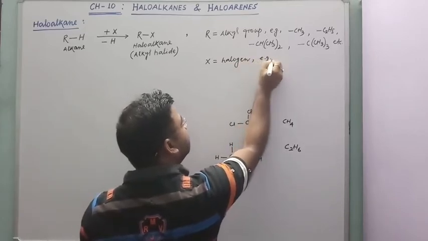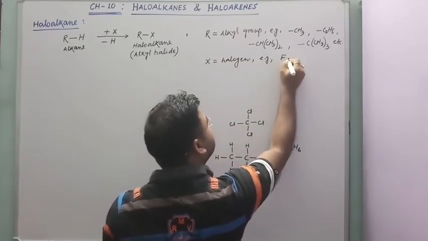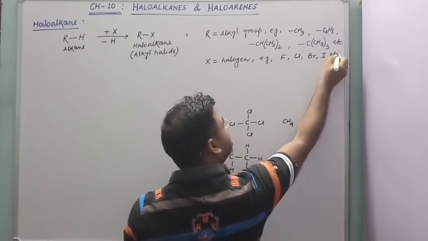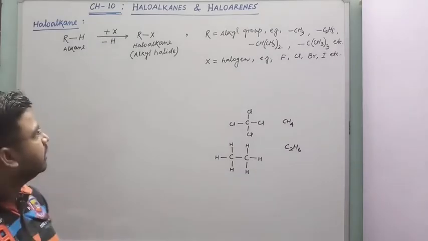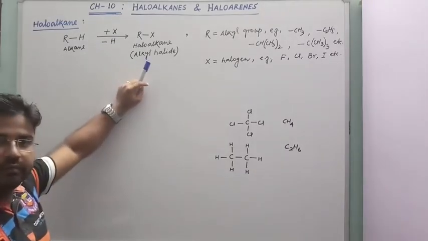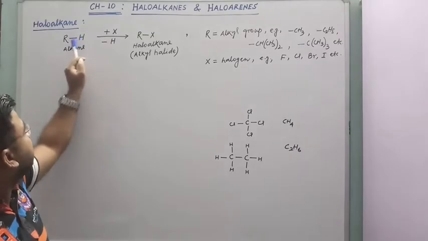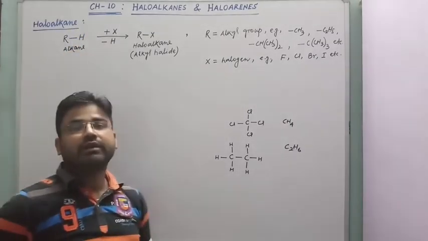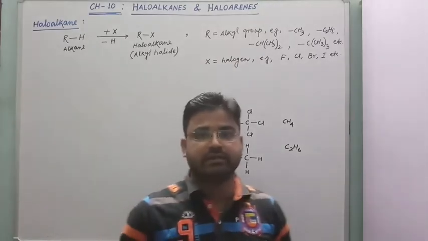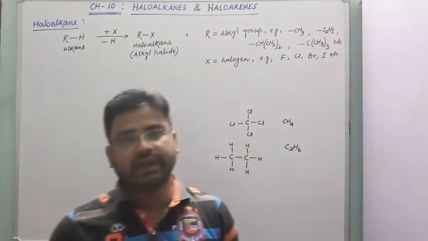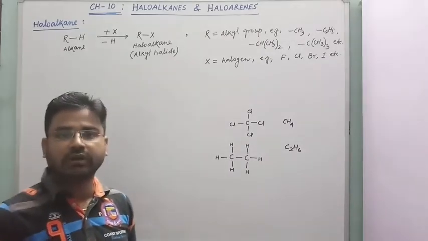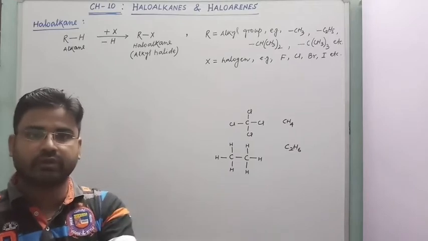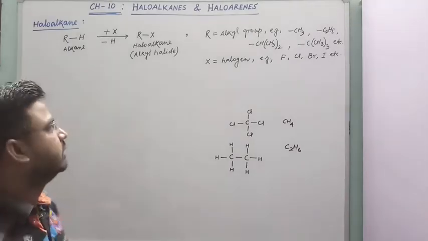Say the halogen is fluorine, chlorine, bromine, iodine, etc. Clear? So halogen is entered in the alkane. That's why halogen derivatives of alkanes are called haloalkanes. The halogen has entered the alkane. Halogen derivatives of alkanes are called haloalkanes.